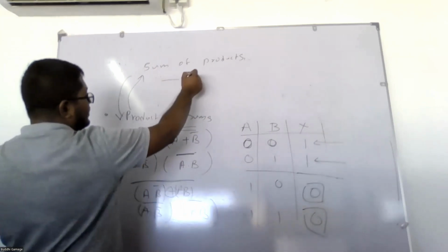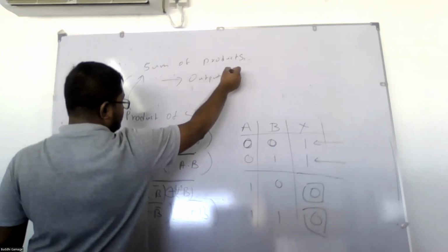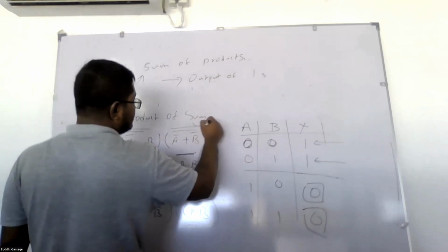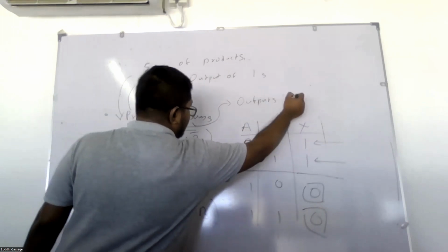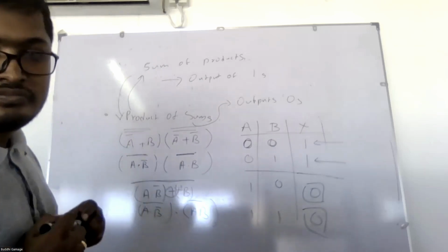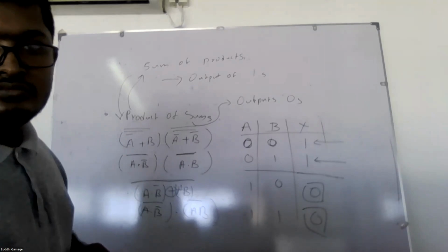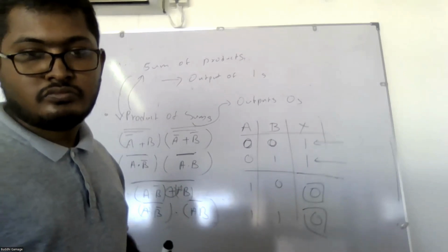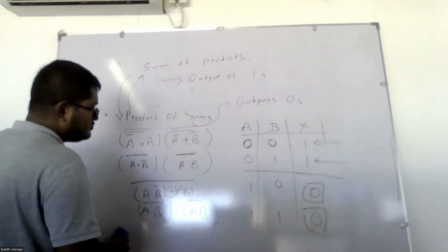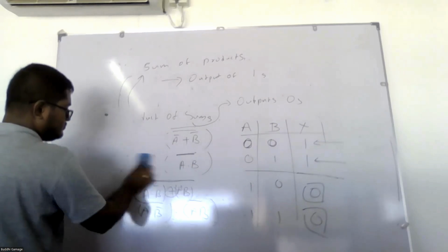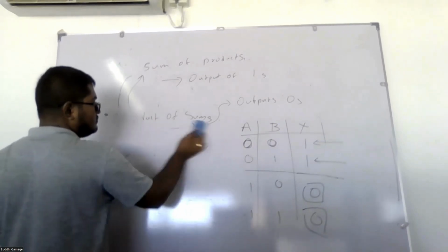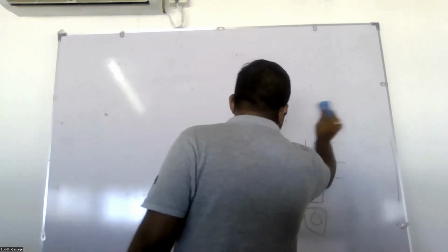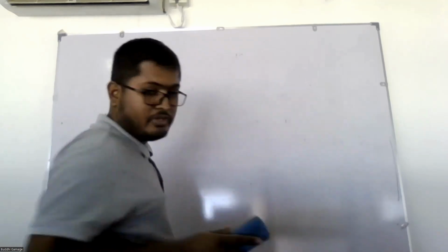So finally, sum of products will consider outputs of ones only, and product of sums we will consider outputs of zeros, right? So if you have any questions, please ask.